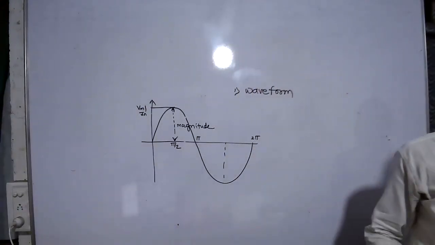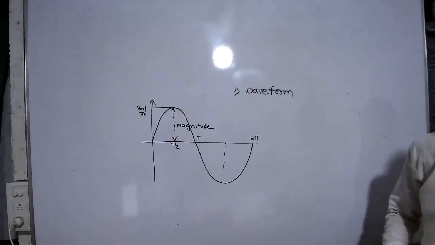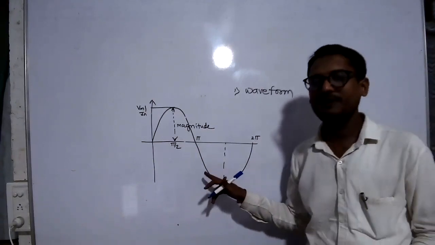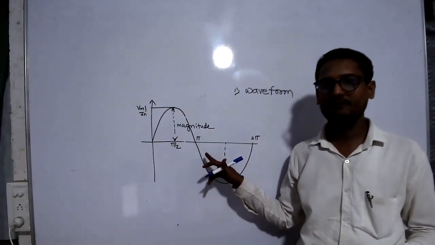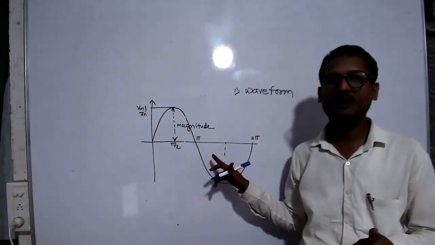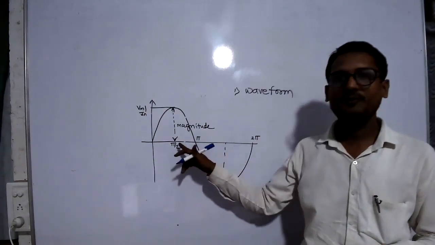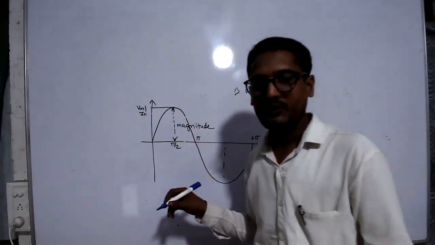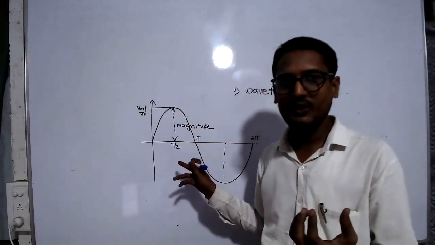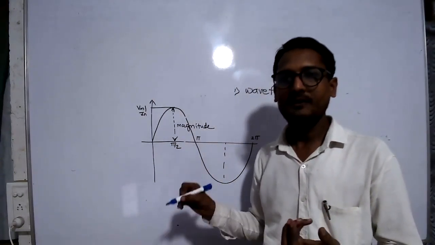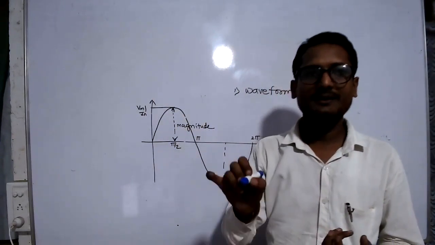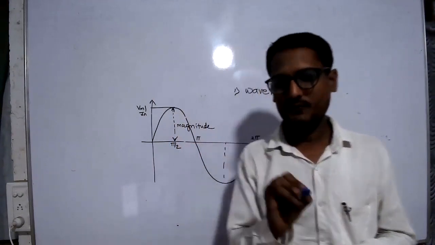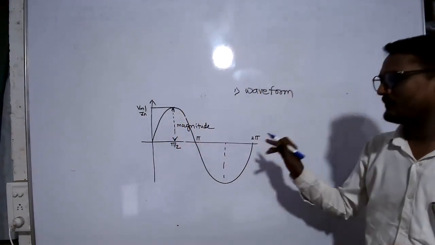The first definition is waveform. What is a waveform? Waveform is the graph of magnitude of an AC quantity. Waveform is the graph of various instantaneous values. If we consider the various instantaneous values of an AC quantity and draw them by a smooth line, then the nature we find is called a waveform.